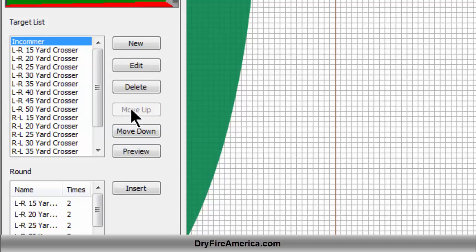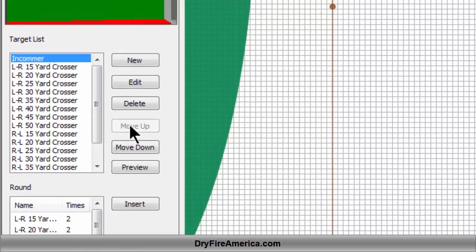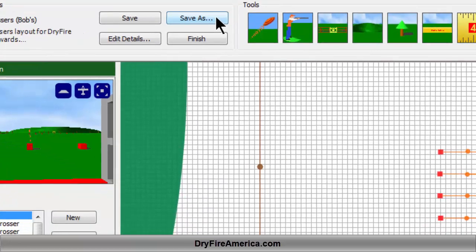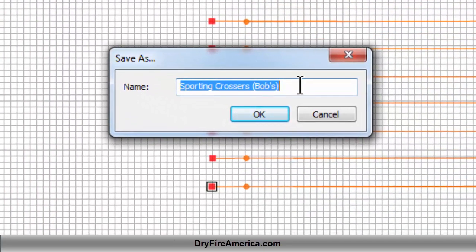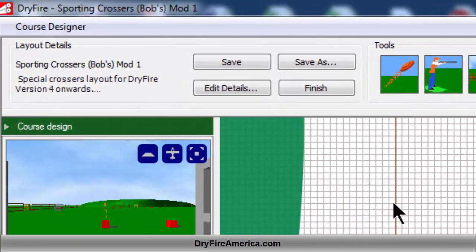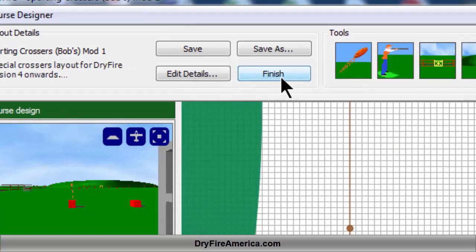Now we are basically done producing this target, and all we have to do is to come up here to the top, and we have our choices. If this is a permanent modification to this layout, we can click on Save. In my case, I'm just going to call it a modification. That means that I have the original way plus the new way. So I'm going to say Save As. And down here in the Save As window, I'm just going to put the word Mod 1 after it and click on OK. Now we've saved it, and I can come back up here and click on Finish.